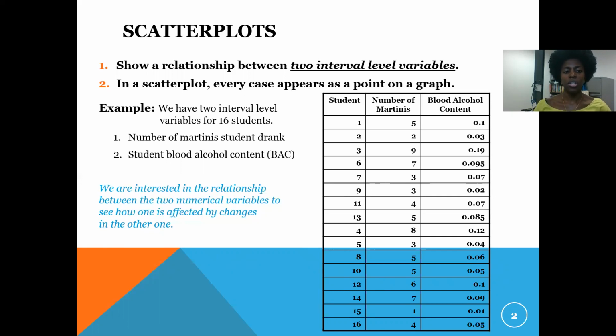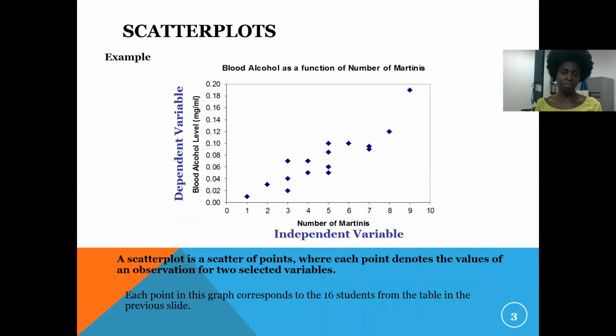So we're interested in the relationship between the two numerical variables to see how one is affected by changes in the other. And so this just helps us visualize what we are going to be doing. From this table, we'll be able to create a scatter plot, but ultimately be able to understand the relationship between the two variables. Okay, and our two variables, hopefully we know, it's the number of martinis, so that's one question. Second question, blood alcohol content.